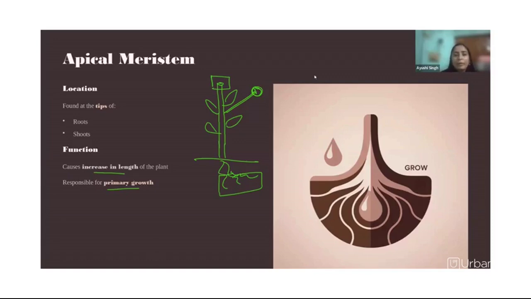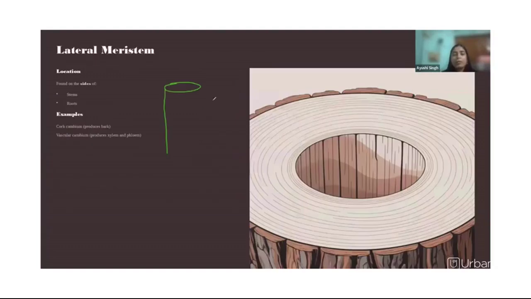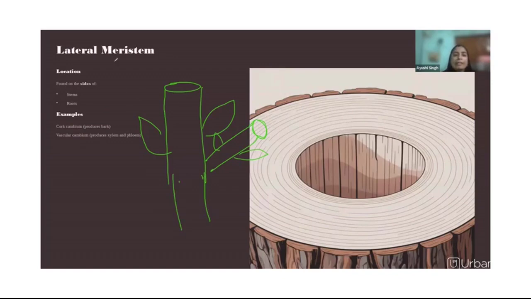Now if we talk about lateral meristem, if we zoom in on a stem, and here the leaves are there, or maybe branches are there, one branch is here, again leaves are here. If we zoom it, we will see that lateral meristem is present on the sides, in this area and this area. It is present in stem and root, just like apical meristem, but not on the tip, on the sides, sidewise.